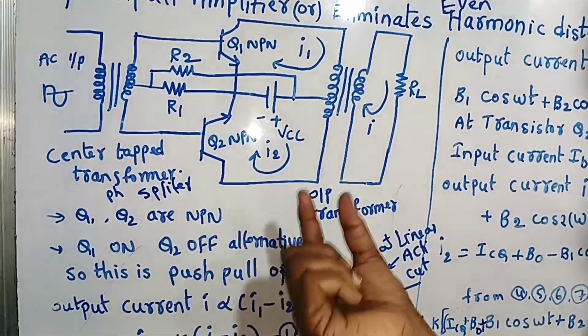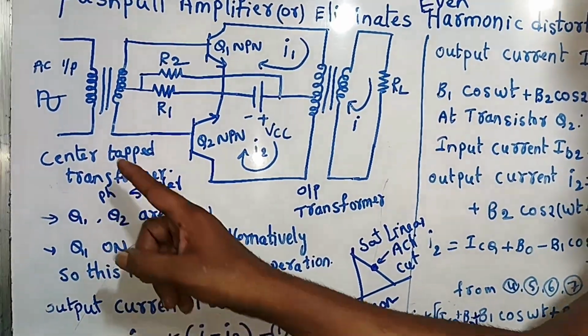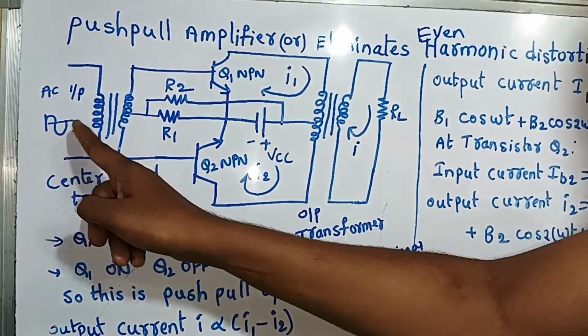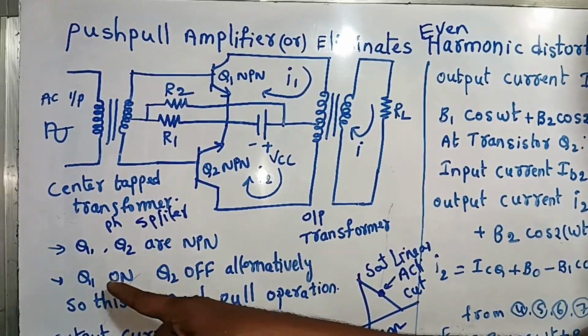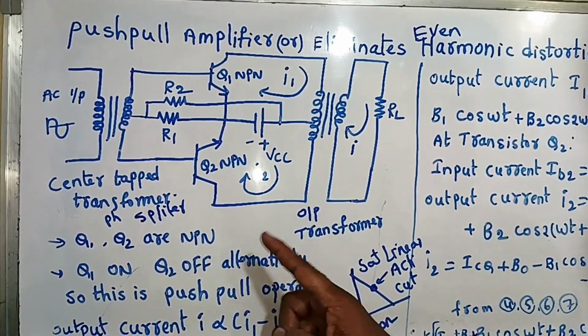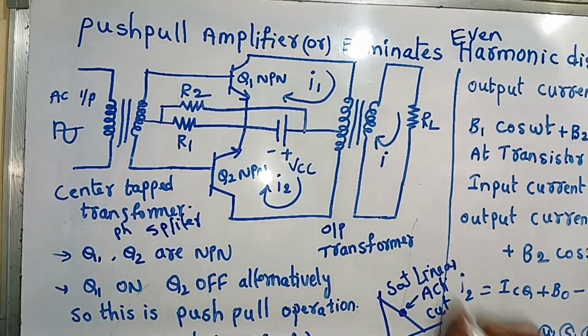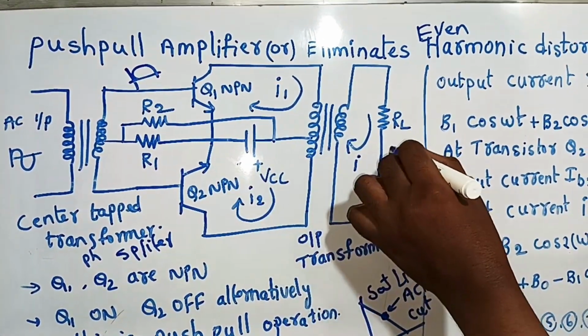Then come to the operation. Q1 and Q2 are NPN branches. Whenever we give the positive half cycle, during the positive half cycle Q1 is on and Q2 is off. So these two are alternately on and off. During the positive half cycle, Q1 is on, and then it will give the output.